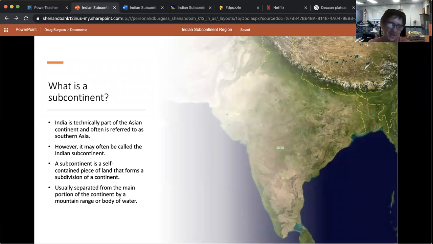And that usually means it's separated from the main part of the continent by a mountain range or a body of water. In this case, the Indian subcontinent is separated by a mountain range up here known as the Himalayan mountains. And we'll talk a little bit about those here in a second. So an Indian subcontinent is basically just part of a continent that is separated by some kind of physical feature, mountain range, body of water. In this case, it's the Himalayan mountains.